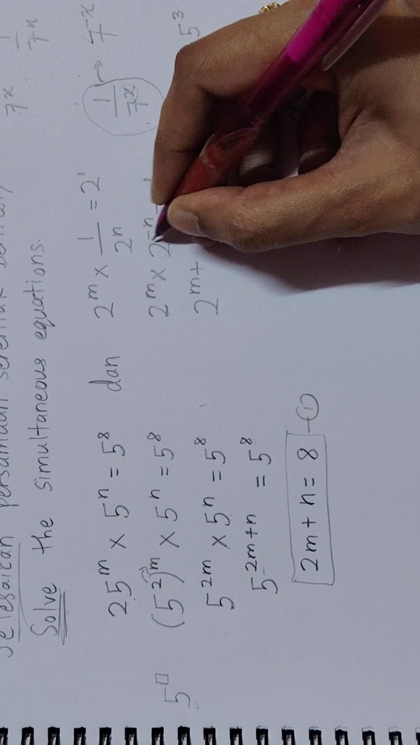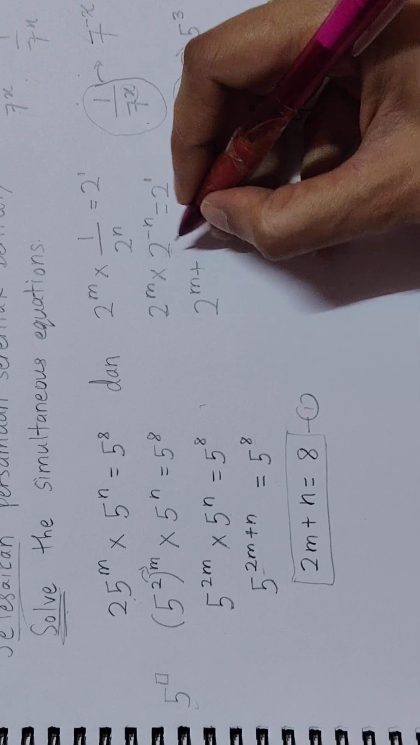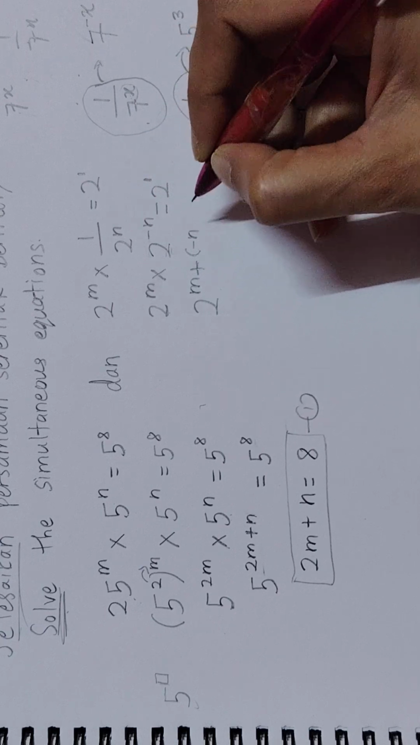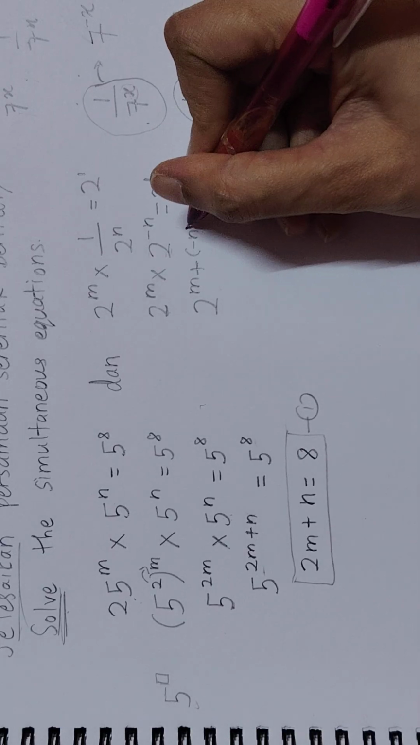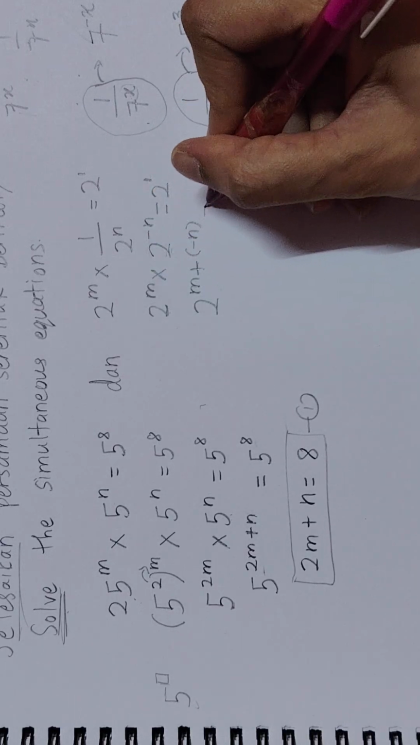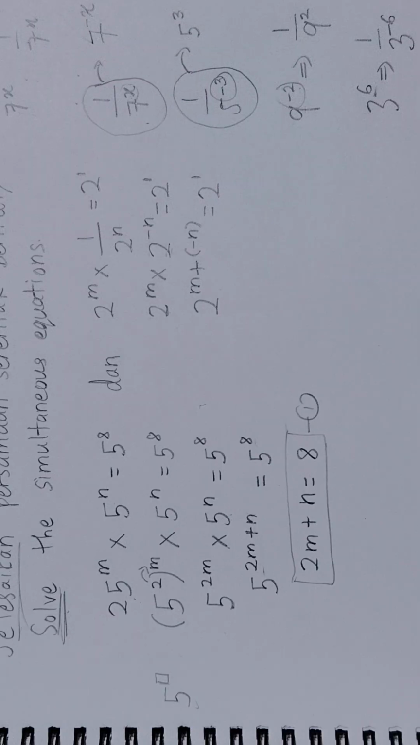Plus, what power do we have here? Negative n. So remember this is negative n, right? So put bracket, class. If you are very good at shortcut, you can do shortcut. If not, just follow the traditional method. Plus negative n equals 2 to the power of 1.